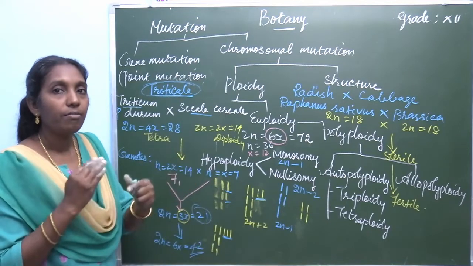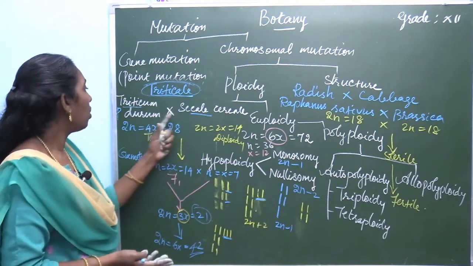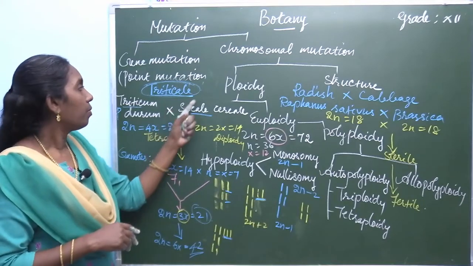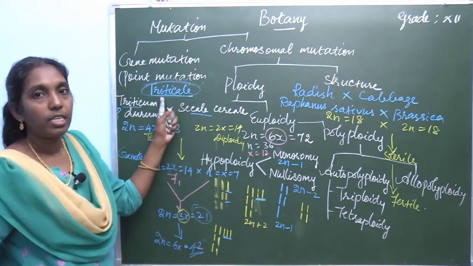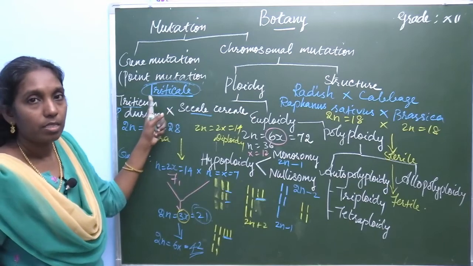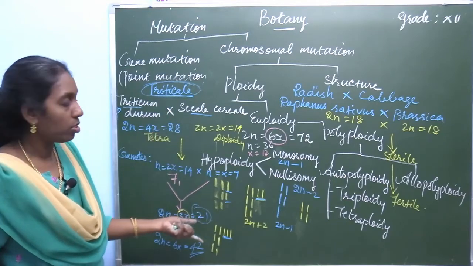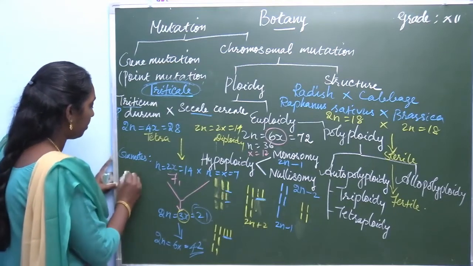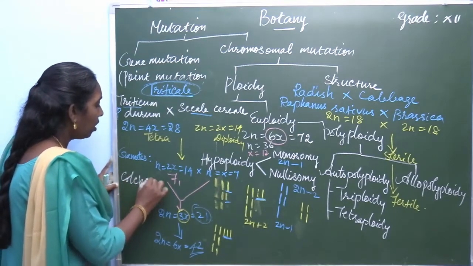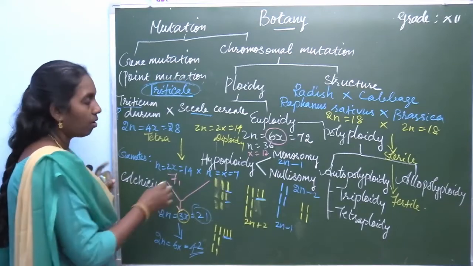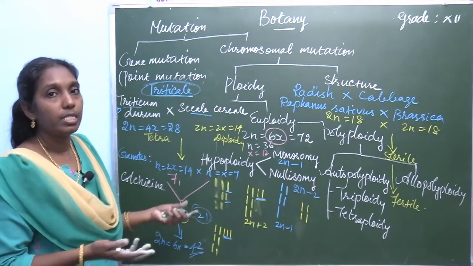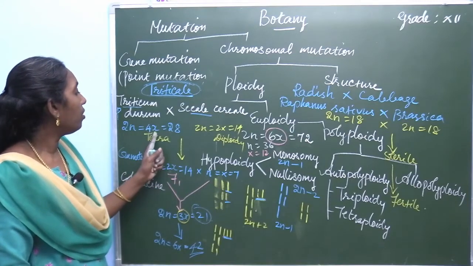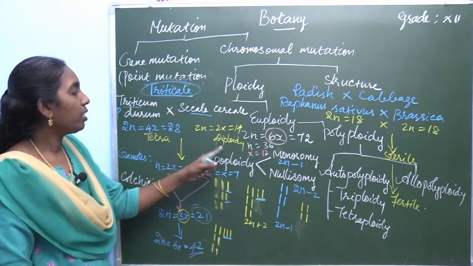A cross between a wheat and a rye is called this, and the product obtained is called triticale by doubling the chromosome number. How to double the chromosome number? By treating with colchicine. When you apply colchicine, it doubles the chromosome number. So here 2n is equal to 4x. This is the tetraploidy, this is diploidy.